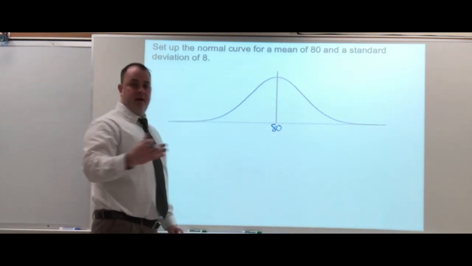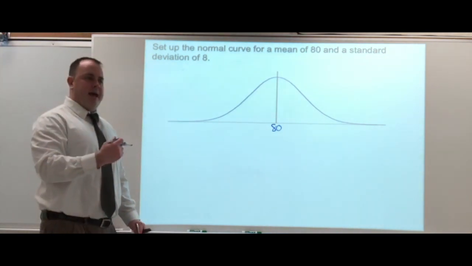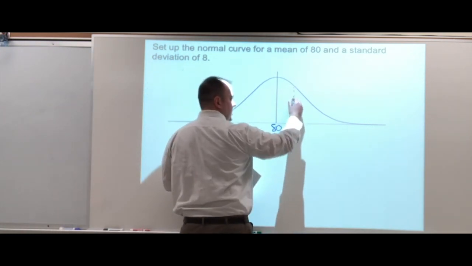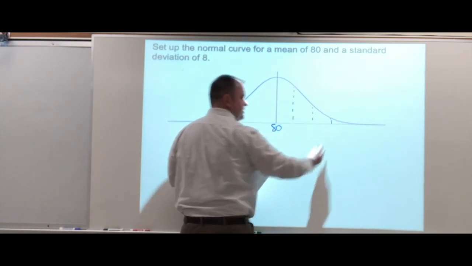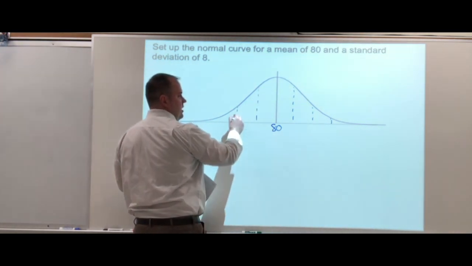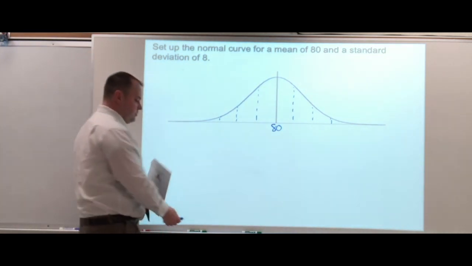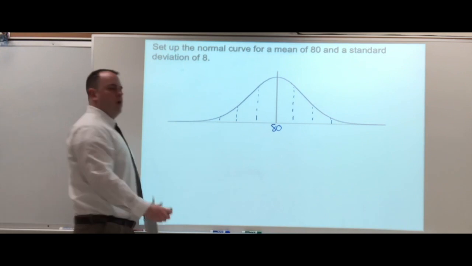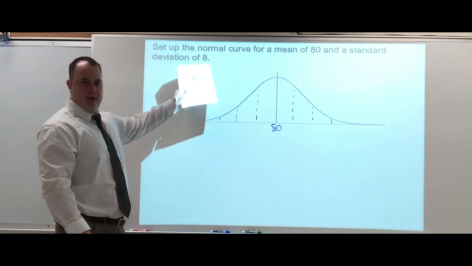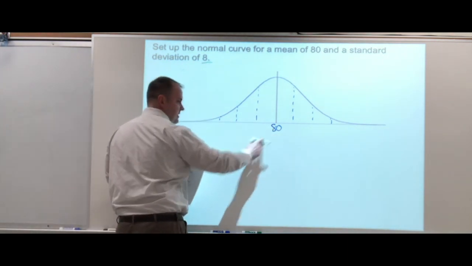Now with that 68-95-99.7 rule, we need 3 dashes to the left, 3 to the right. And it's supposed to be symmetric, so as best as you can, this is showing you where the standard deviations fall. Again, it's supposed to be symmetric. If mine's not perfectly symmetric, please forgive me on that one. And this is where our standard deviations are going to go. You're not going 81, 82, 83. You're counting by standard deviations. So you're going to add those standard deviations to the 80.